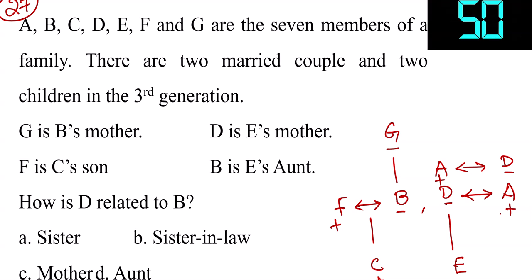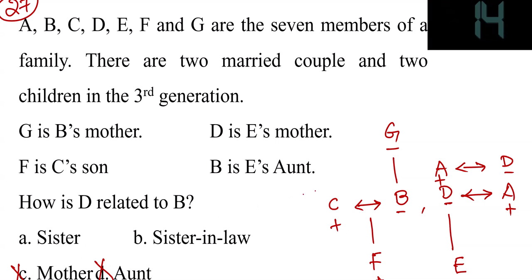How is D related to B? G is B's mother, perfect. D is E's mother. F is C's son. Okay, fine. B is E's aunt, meaning your parent's sister. So A and D are parents of E. So it can be sister, it can be sister-in-law, both. It's not mother and daughter, that is fixed.